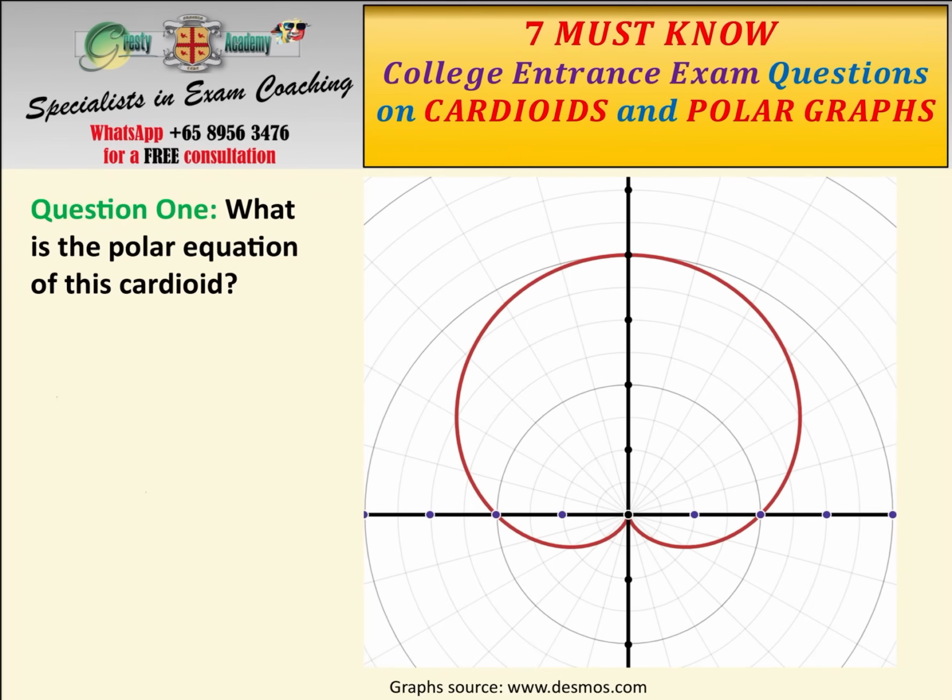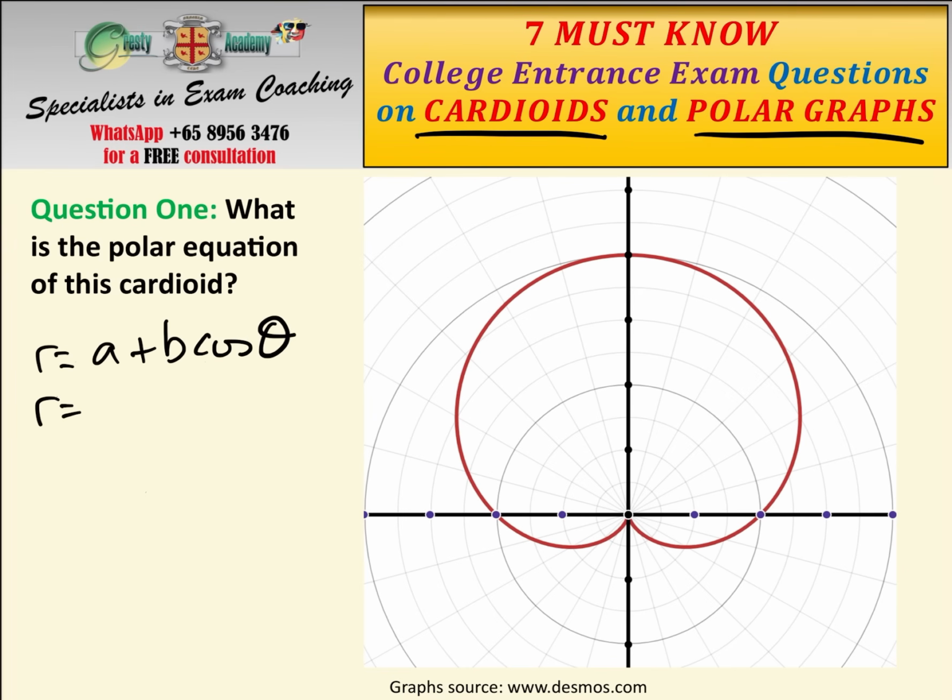Welcome to the Gresty Academy 7 must-know college entrance exam questions on cardioids and polar graphs. Now, the cardioid is probably the most famous polar graph because it's shaped like a heart, and basically the equation of a cardioid is r equals a plus b cos theta, or r equals a plus b sine theta, where the modulus of a and the modulus of b are the same, and that's what gives it its specific shape.